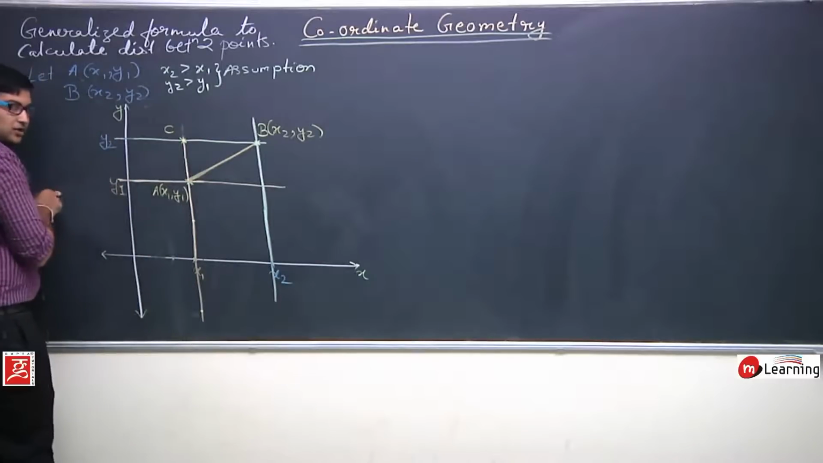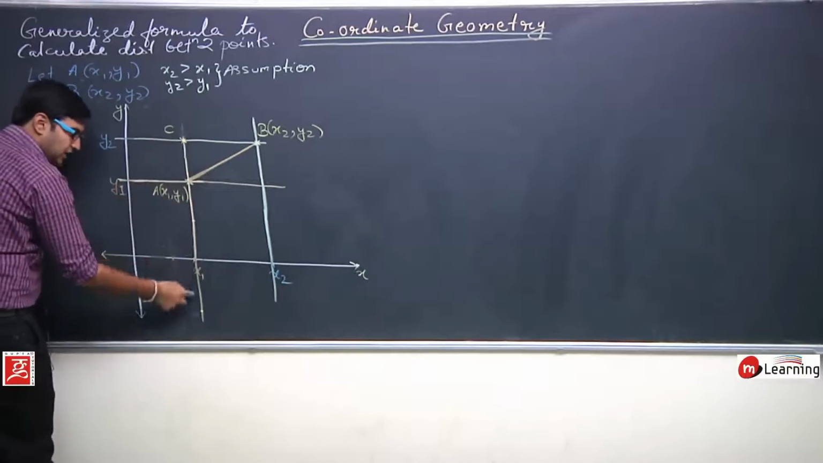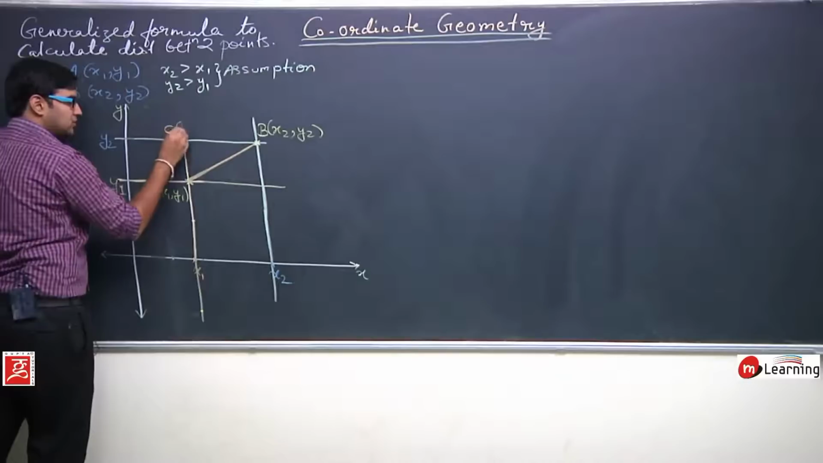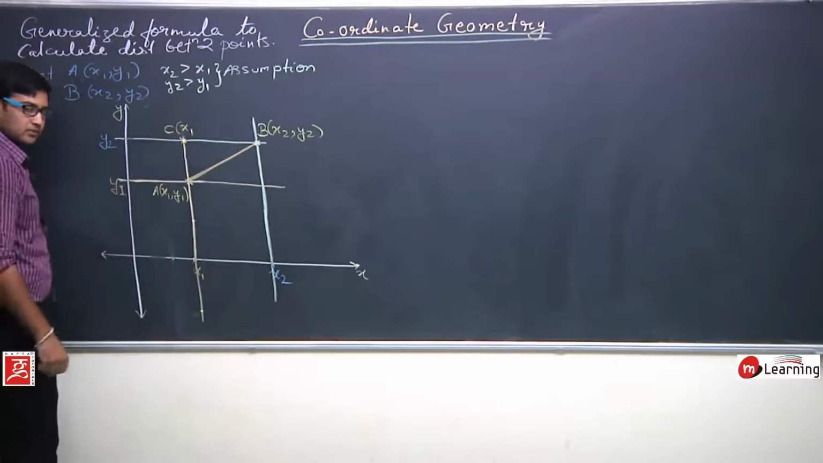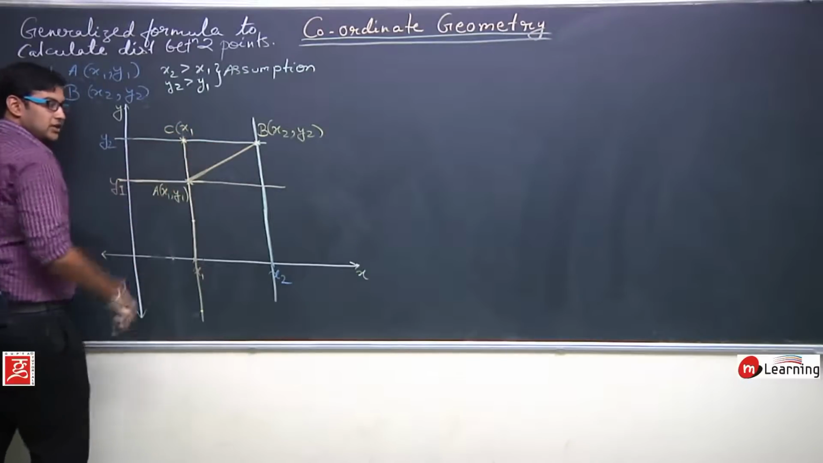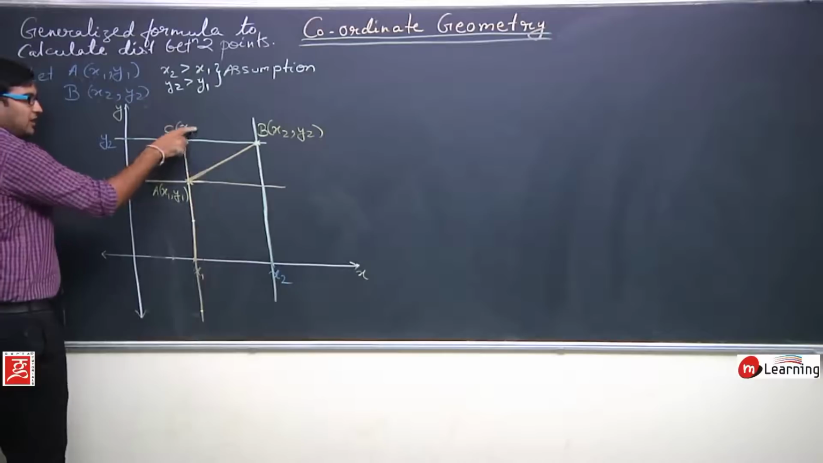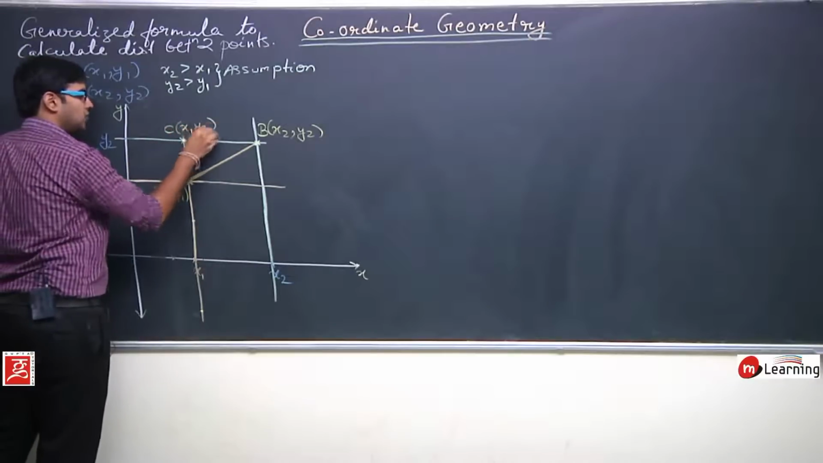सो इस C पॉइंट को देखा जाए तो C पॉइंट लाइज ऑन दिस परपेंडिकुलर एज वेल एज ऑन दिस परपेंडिकुलर. इस परपेंडिकुलर के अकॉर्डिंग C पॉइंट का x कोऑर्डिनेट हो जाएगा x1 और इस परपेंडिकुलर के अकॉर्डिंग C पॉइंट का y कोऑर्डिनेट हो जाएगा y2.